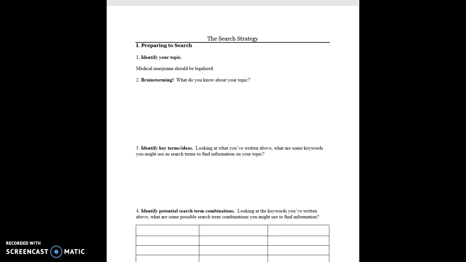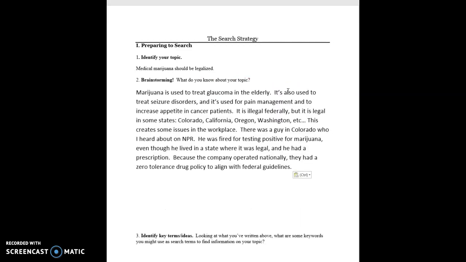Okay, now that you've had some time to do your own free write, we'll just imagine that I was over here diligently writing this for you, but we'll just paste that in. Okay, so this is my sample free write, and we're going to use this topic throughout this course guide. But my topic was medical marijuana should be legalized, and in my brainstorming, my free write, I say marijuana is used to treat glaucoma in the elderly.